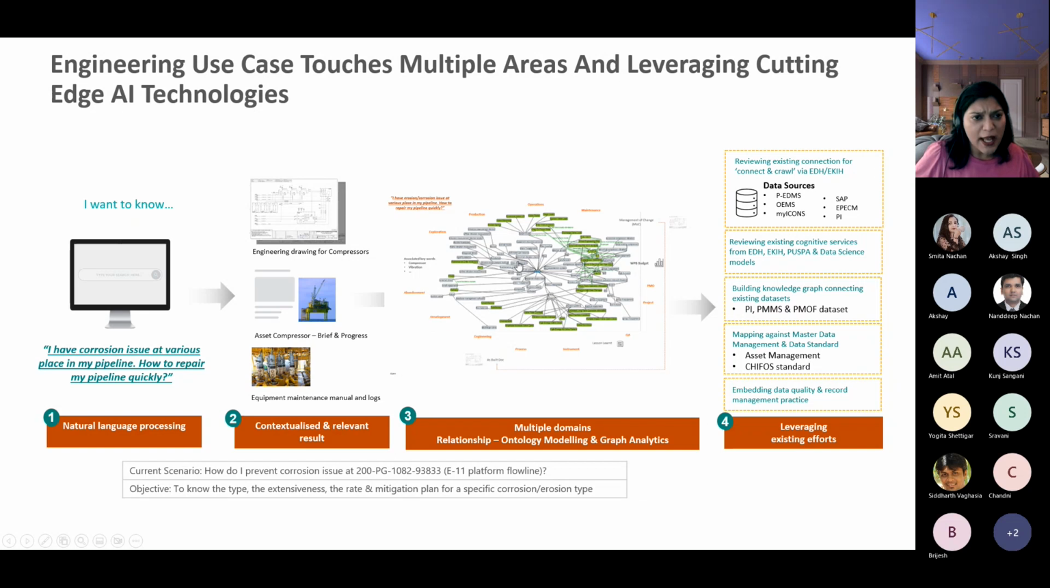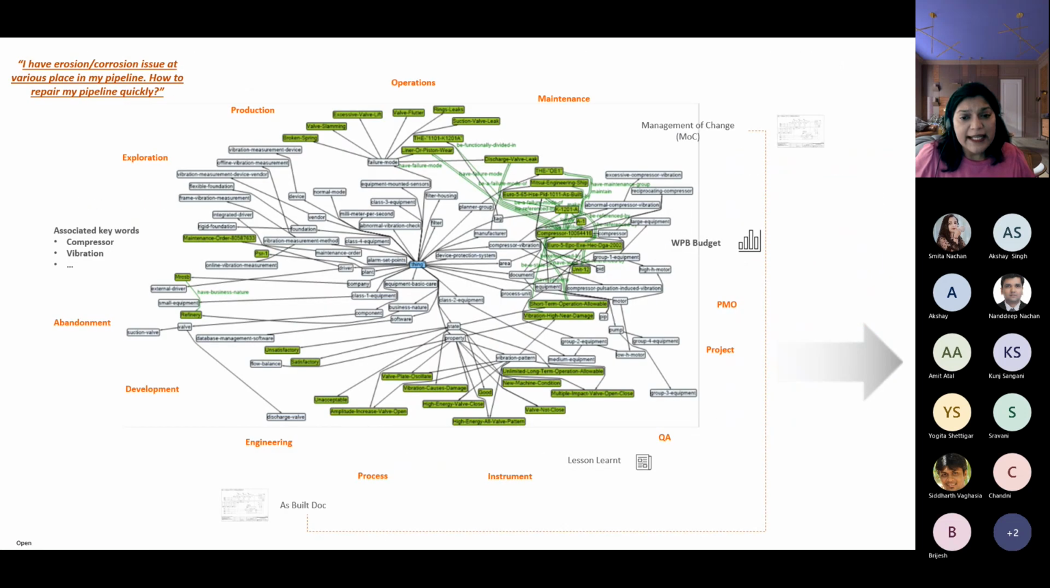As you can see here, you will have linkages: what an equipment is, what the different parts of that equipment are, what the different types of corrosion are, and how they are correlated to each other. My question can give me many different insights, and I can have a holistic view. It can give me information about production, operation, maintenance, project, Q&A, instrument, process, lessons learned, engineering. All these are interconnected in some way or the other, and graph makes it possible to see those hidden connections, how these entities are interlinked.